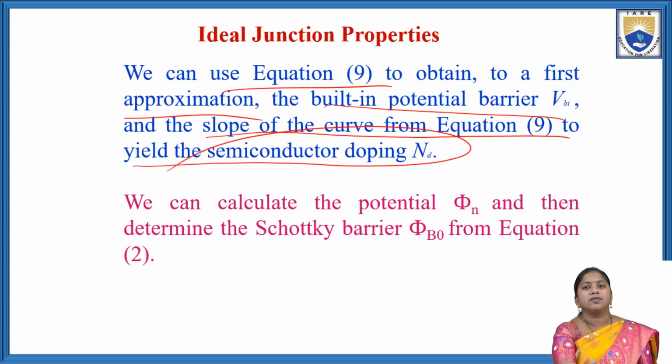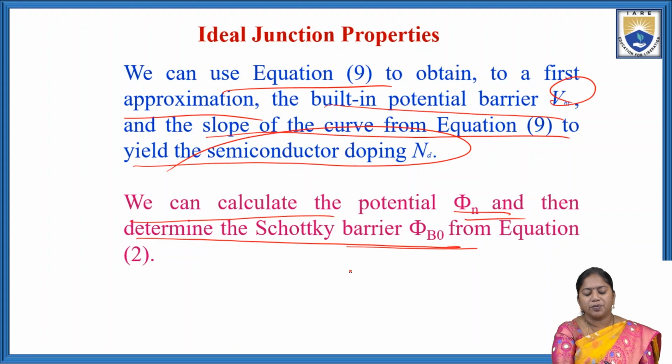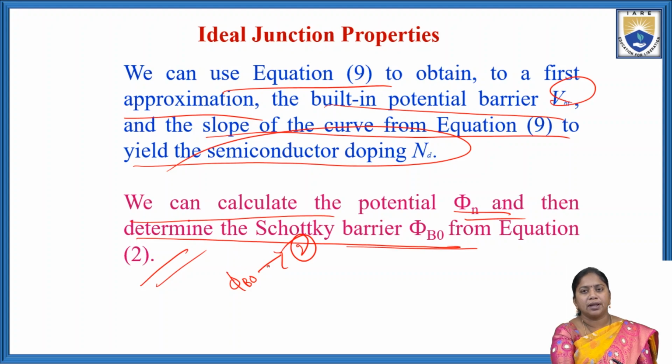So we can use equation 9 to obtain a first approximation of the built-in potential barrier VBI, and the slope of the curve to yield the semiconductor doping concentration Nd value. Then we can calculate the potential phi n and determine the Schottky barrier height phi B0 from equation 2.